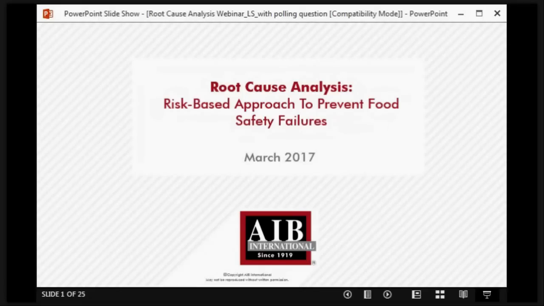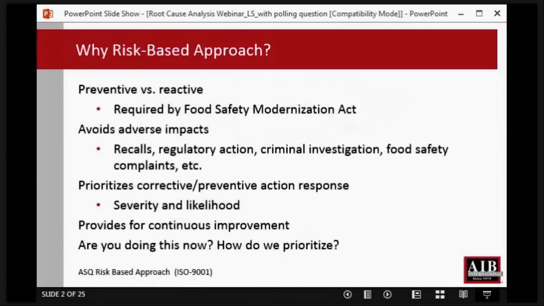Well, good day, everyone. What I'd like to do is go through root cause analysis. I believe everyone has heard of this, but I'm going to put a little twist on it. I'm going to look at a risk-based approach. So hopefully that'll help you improve your systems.